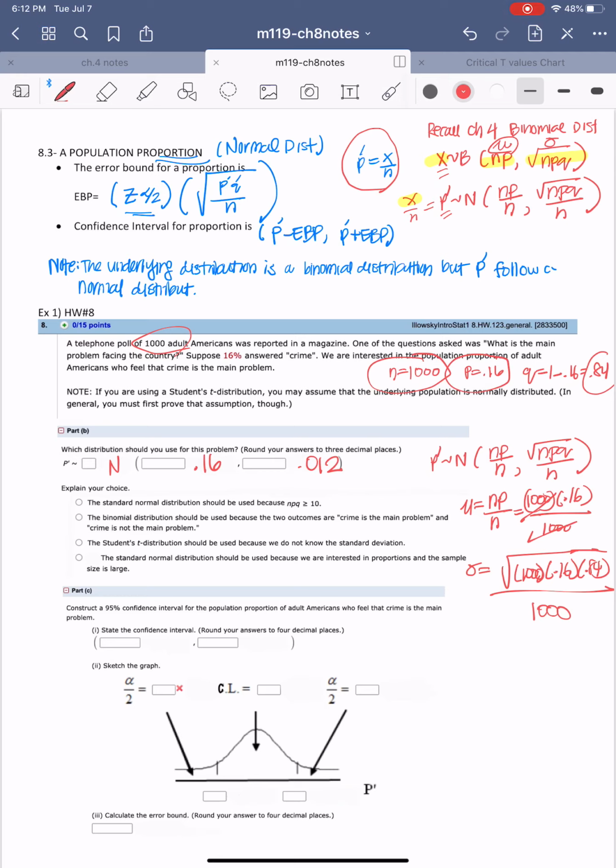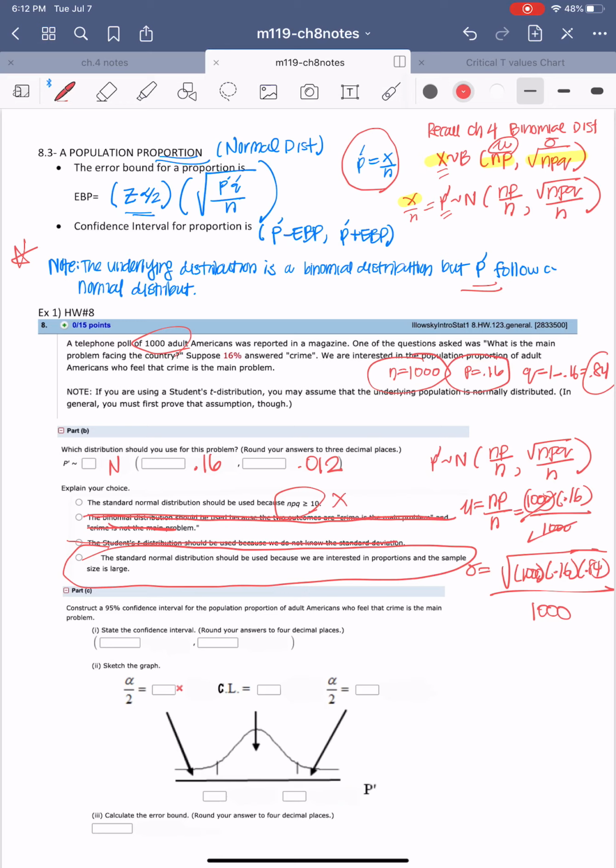It's not a student t. I can eliminate this one for sure because we are not dealing with the t distribution. We are dealing with the proportion, so the standard normal distribution. We know that p hat, as I mentioned right over here, the underlying distribution is a binomial, but p hat follows a normal distribution. So it's your x that is a binomial, not p hat.